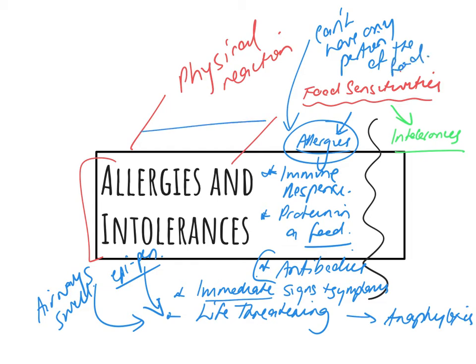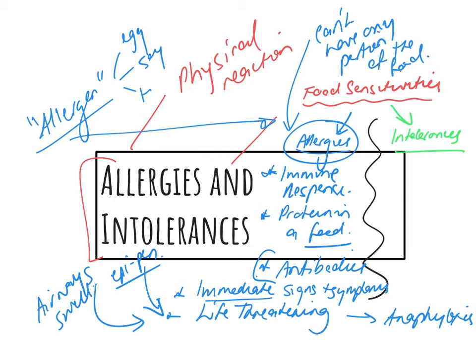And just for your information, the component of the food that the person is allergic to is known as an allergen. And there are around 7 common allergens. Examples include egg, soy, tree nuts, and by law in Australia, these common allergens must be labelled on packaged food products. So that's some information about allergies. I'm now going to give you some information about intolerances.